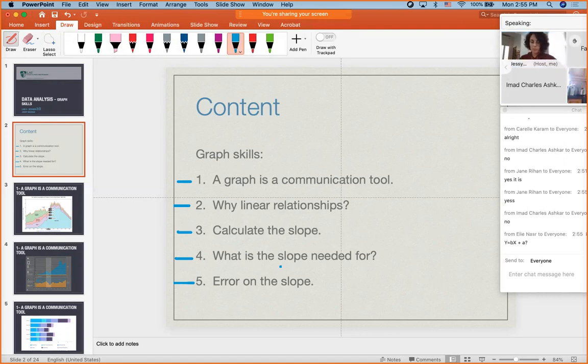The errors of a slope? Yeah. All right. Isn't it maximum gradient minus minimum gradient? Yeah, you can do that in high school. It's a good way to approach things.